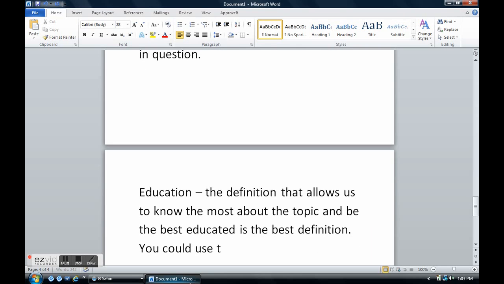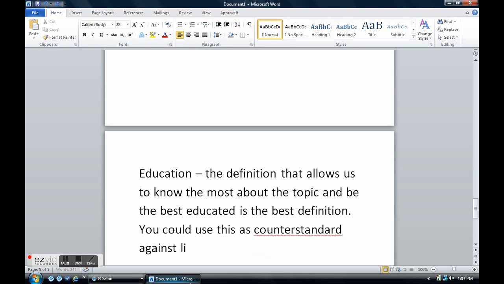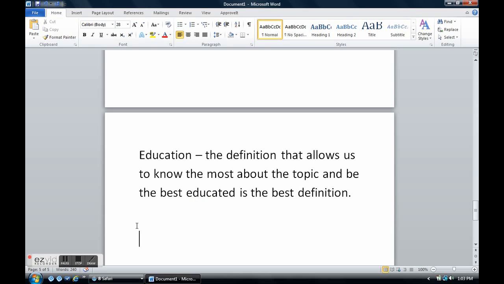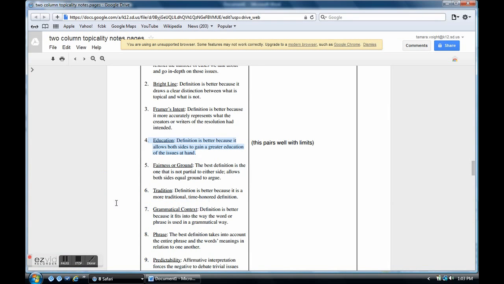This pairs very well with limits or breadth versus depth. You can use this as a counter standard as well. When you're affirmative, you can say that the best education is actually having breadth, being able to talk about more issues and knowing more about a particular topic than knowing a lot about just a few parts of the topic.